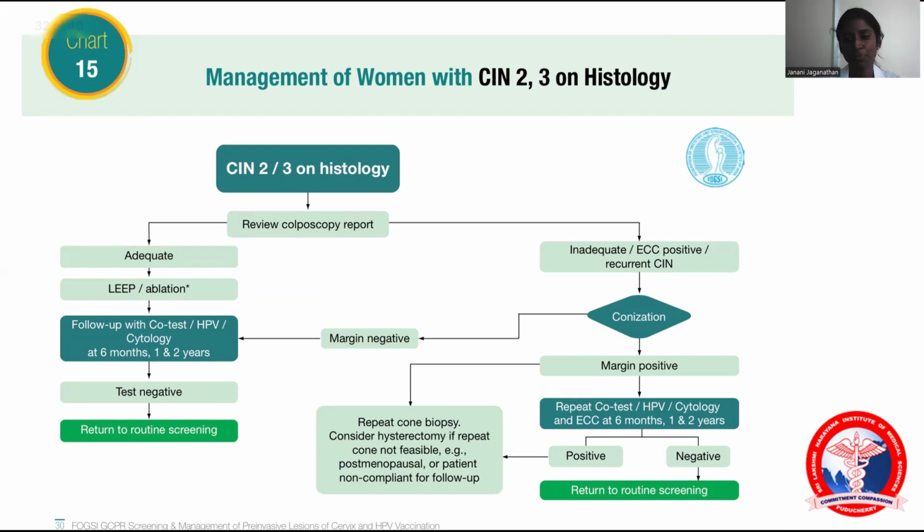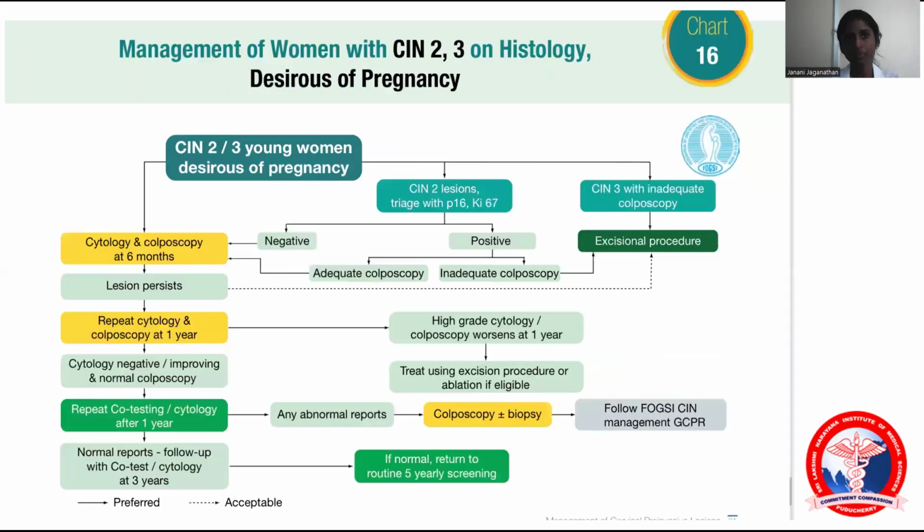Repeat co-test with HPV and cytology at 6 months, 1 year, and 2 years. If it comes as positive, again consider repeat cone biopsy or hysterectomy according to the clinical situation. Or if it comes as negative, return back to routine screening at any point in time.